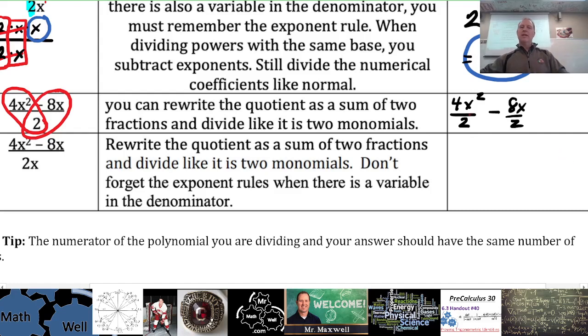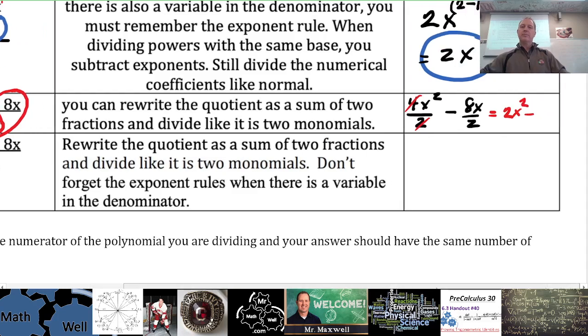So if this is the case over here, then I just simply follow all my rules, and I'm left with, that equals, 4 divided by 2 is 2. X squared divided by, well, there's nothing to reduce it by down here, so we'll just leave that 2x squared. And then minus 8 divided by 2 is 4x. All right, so that should be your answer there, 2x squared minus 4x.